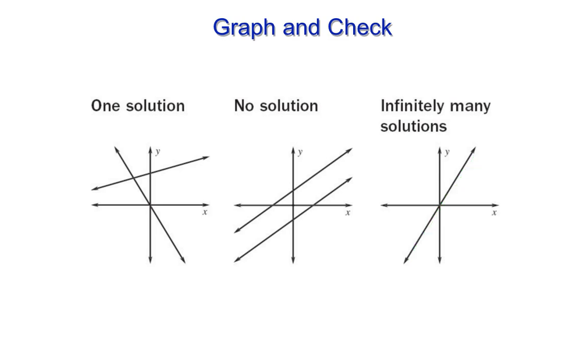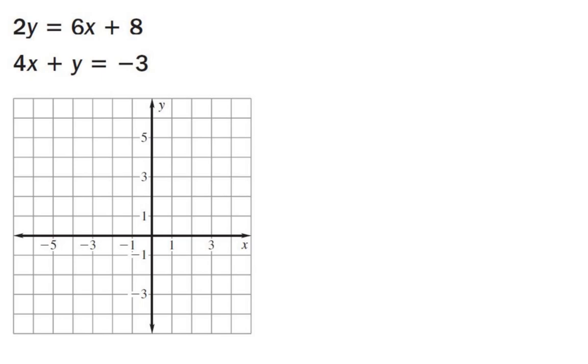Graph and check and all of the other methods to find where the solution is all refer to the one solution type. And the task that these methods do is help us to find where that point is. And so the solution should be some kind of XY pair as the solution for the system of linear equations. So here is a system of linear equations.